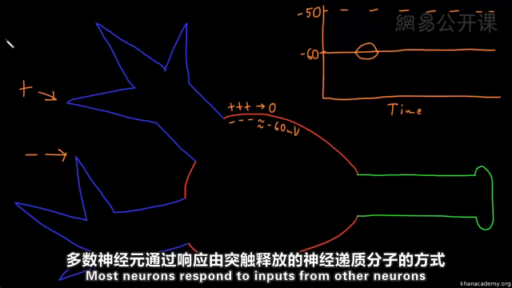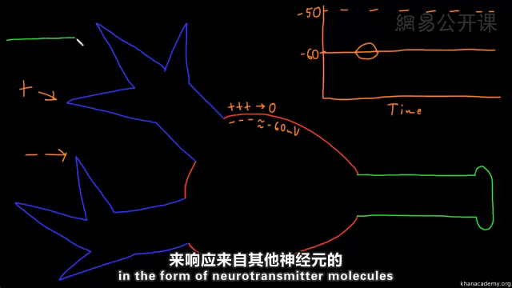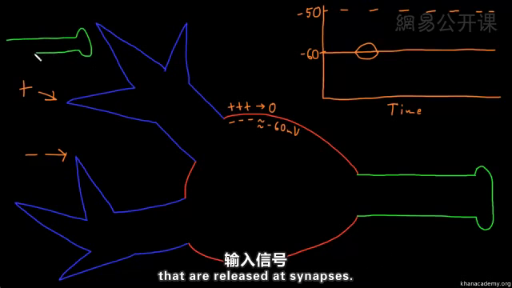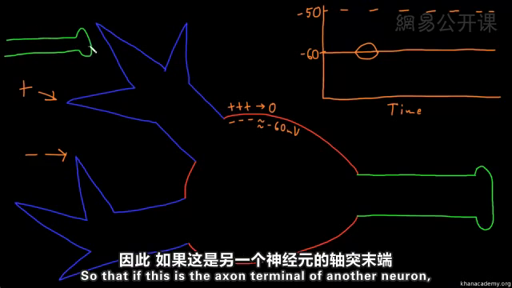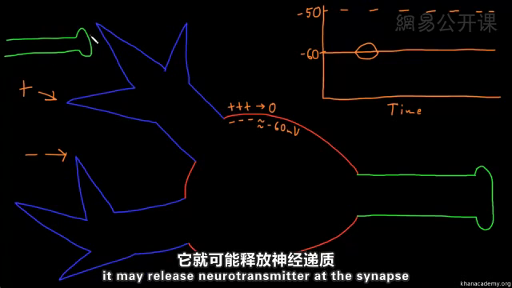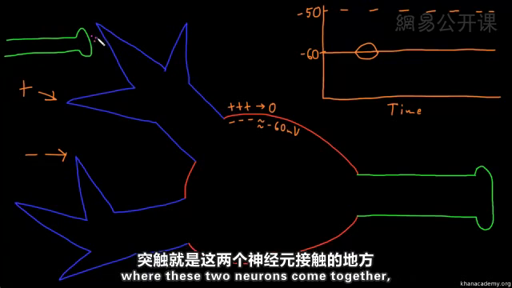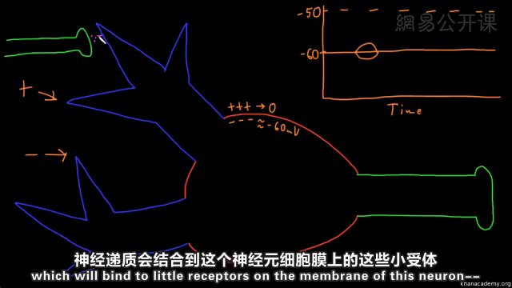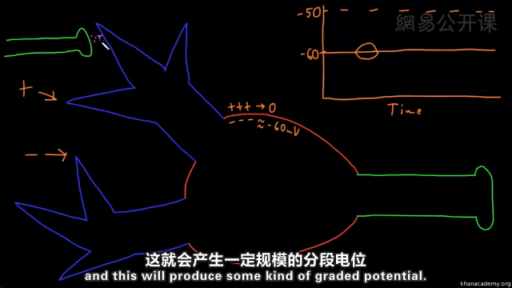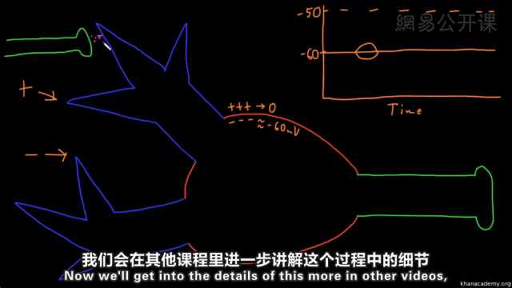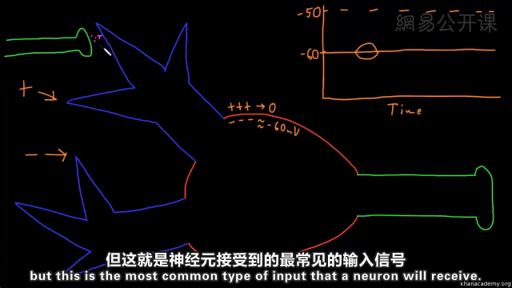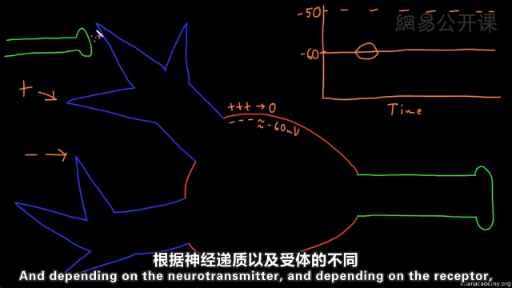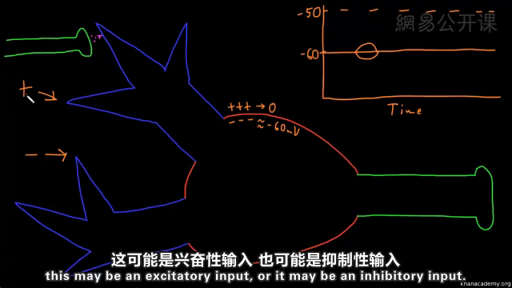Most neurons respond to inputs from other neurons in the form of neurotransmitter molecules that are released at synapses. So if this is the axon terminal of another neuron, it may release neurotransmitter at the synapse where these two neurons come together, which will bind to little receptors on the membrane of this neuron, in this case here on a dendrite, and this will produce some kind of graded potential. Now, we'll get into the details of this more in other videos, but this is the most common type of input that a neuron will receive. And depending on the neurotransmitter and depending on the receptor, this may be an excitatory input or it may be an inhibitory input.